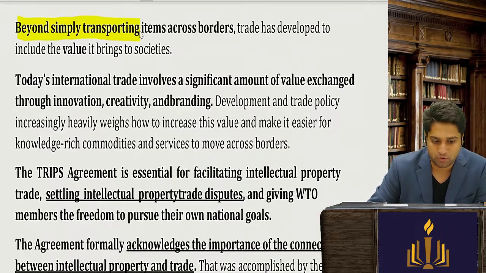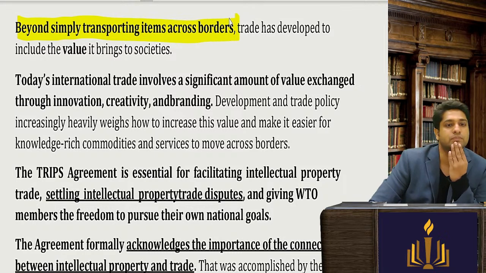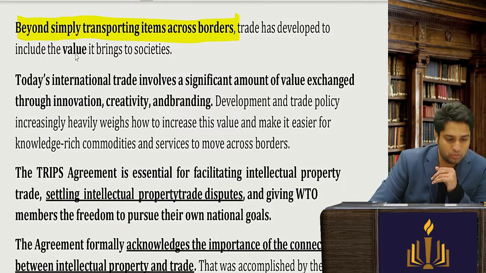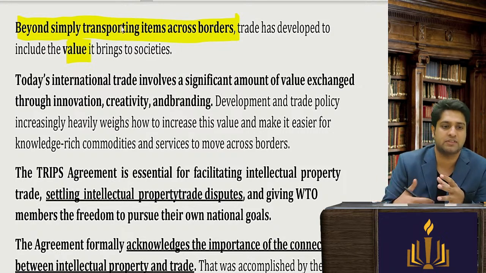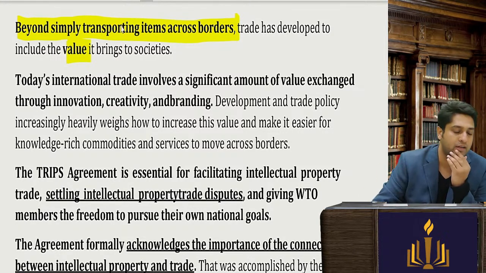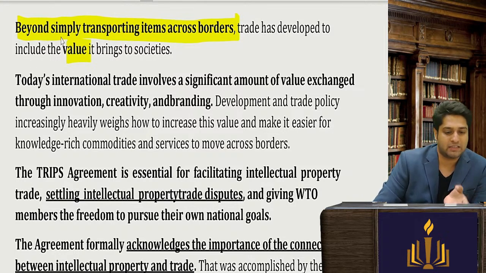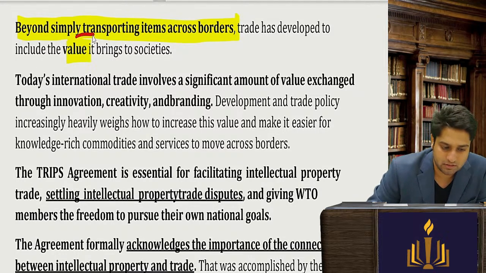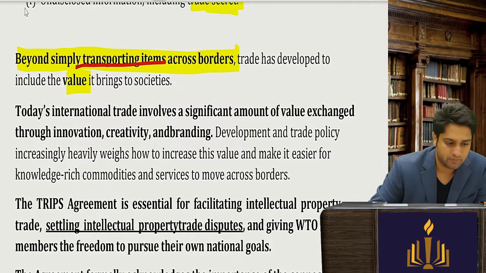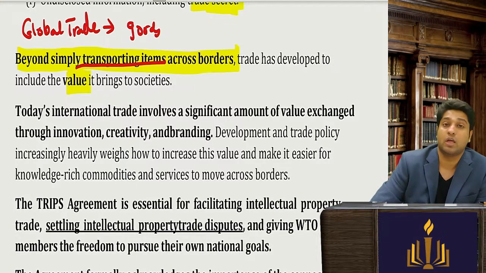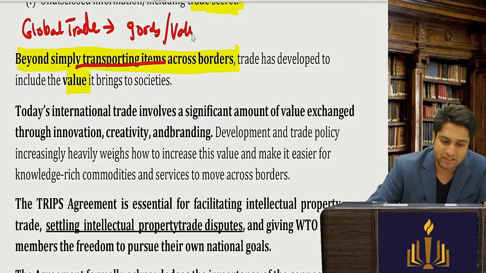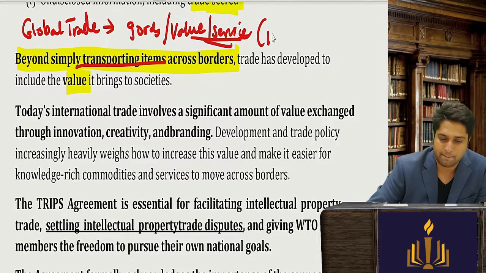Beyond simply transporting items across borders, trade has developed to include value to bring to society. Now they are talking about IPR, what the benefits are, etc. So just a small read on it. Normally in global trade, we used to believe that only goods were exchanged. But now it's not only goods, it's value. When we are talking of value, we are talking of service kind of things like IPR.